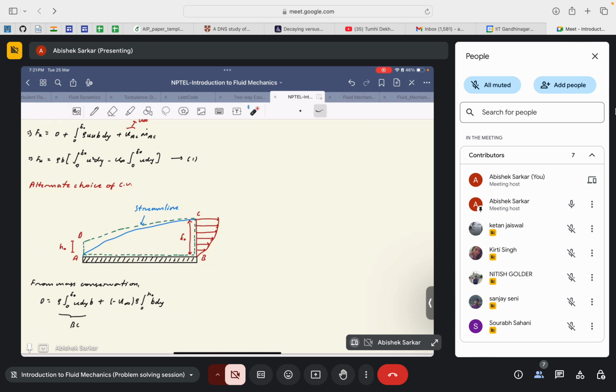But now what I say is that I'm assuming that this edge of the control volume is a streamline. And if you recall, there is a very interesting property of a streamline. Could anyone state what property of streamline we can use to simplify this problem? You can give it a try.